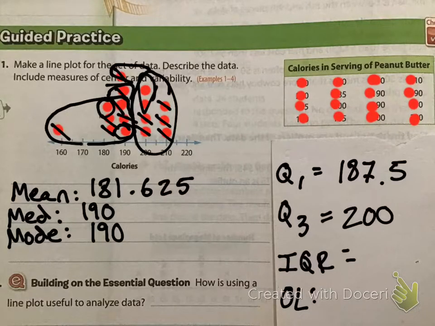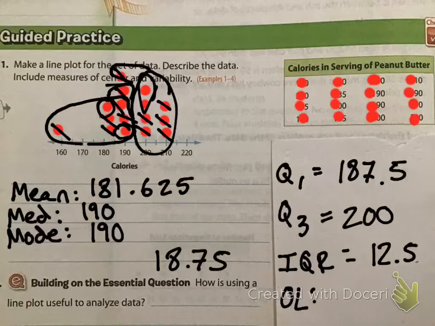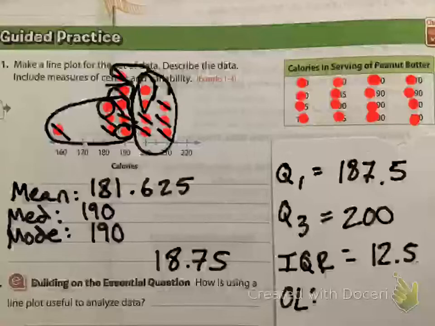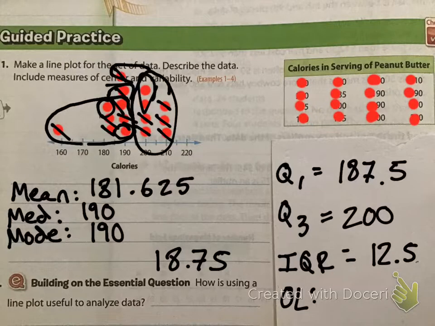So if we did our math using our calculator, we'd find that it is 12.5. We multiply that times our 1.5 to find if there are any outliers. That is 18.75. So it's Q1 minus that amount. So it's 187.5 minus 18.75. That gives us $168.75. Hey, this one right here is $160. That means that it's below. So this is an outlier.